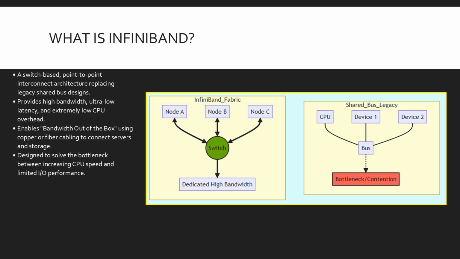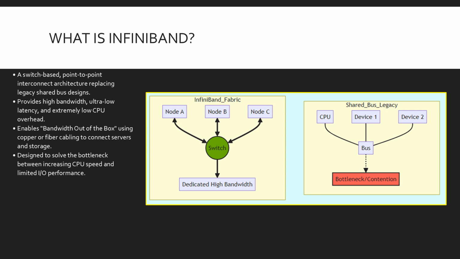Traditional shared bus architectures force all devices to compete for the same bandwidth, creating a bottleneck as you add more devices. InfiniBand changes this paradigm entirely. It is a switch-based point-to-point fabric, meaning every connection gets dedicated bandwidth. This architecture was explicitly designed to provide ultra-low latency and low CPU overhead, ensuring that the network doesn't slow down faster processors. It effectively extends the system's I/O bus outside the server chassis, allowing you to connect thousands of nodes with the same efficiency as internal components.